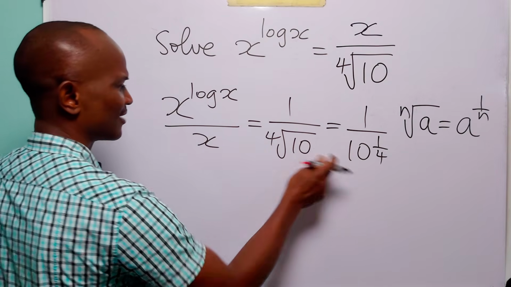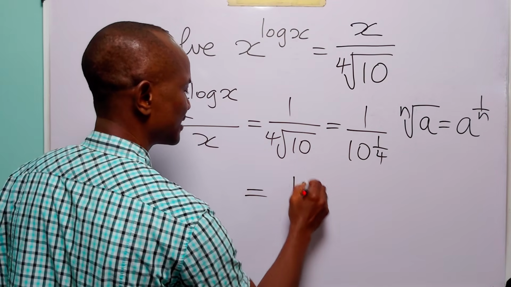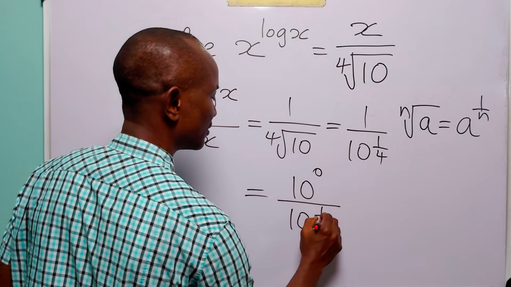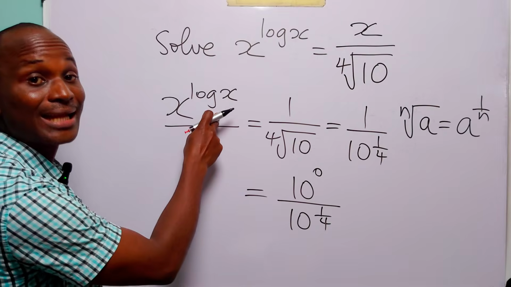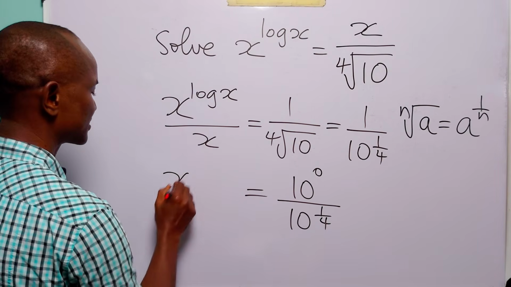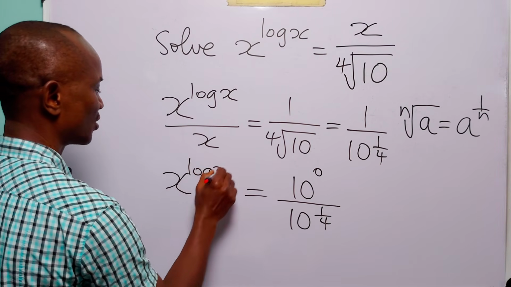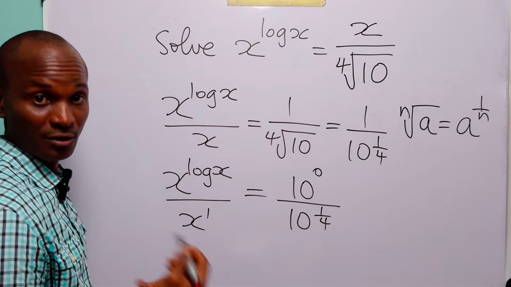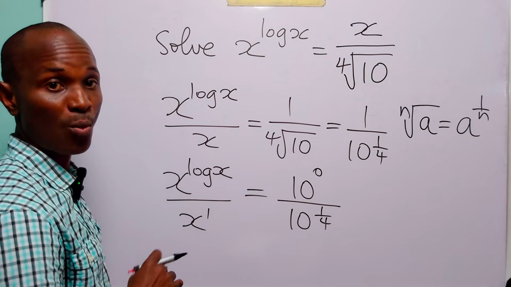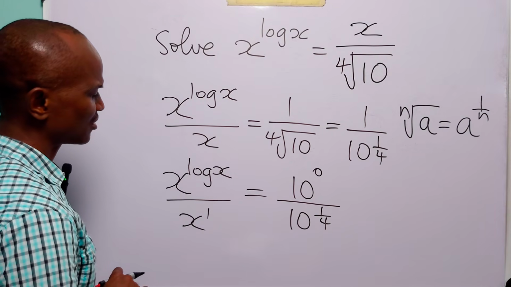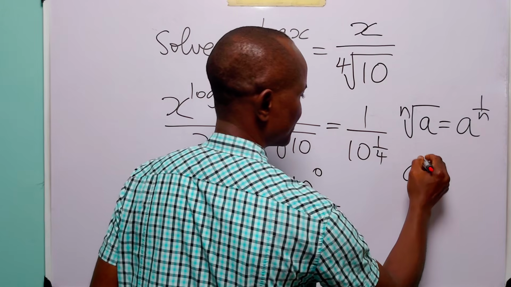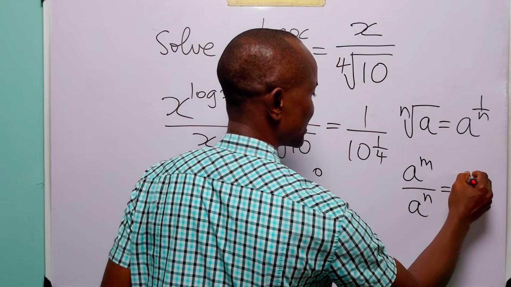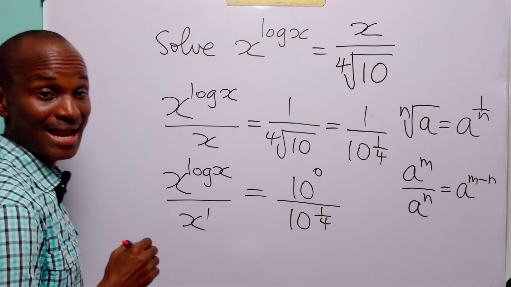So on the right-hand side of this equation, we have 10 to the power 0 divided by 10 to the power 1 over 4. While on the left-hand side, we have x to the power log x divided by x to the power 1. Of course, you know that this is x to the power 1. Now, let us also remember that a to the power m divided by a to the power n is equal to a to the power m minus n.